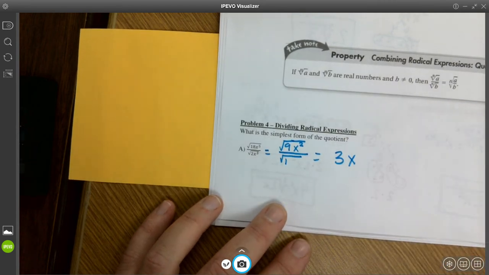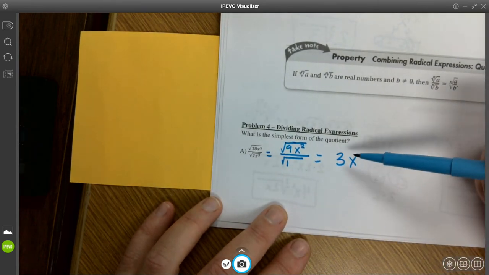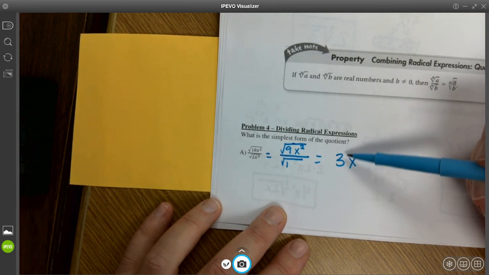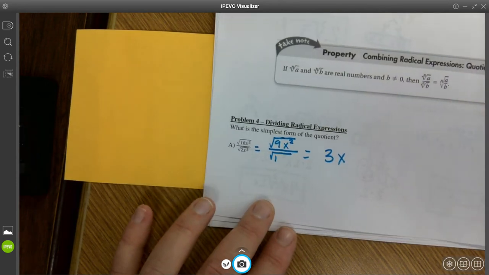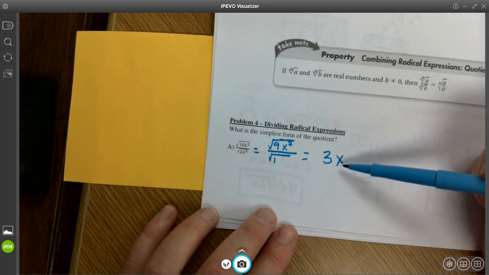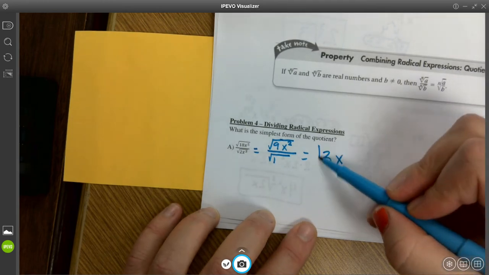So again, from the beginning, I said that technically, if we wanted to be precise, we'd have to put absolute values around this. But in 6.2 and beyond, we are not going to be carrying as much. We're going to just assume that all variables are positive. So this right here would be my final answer.